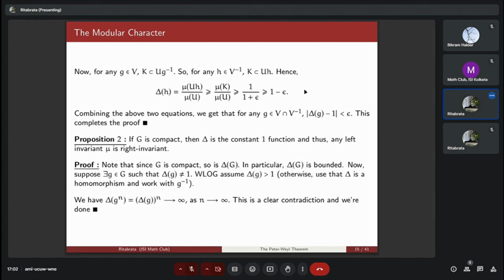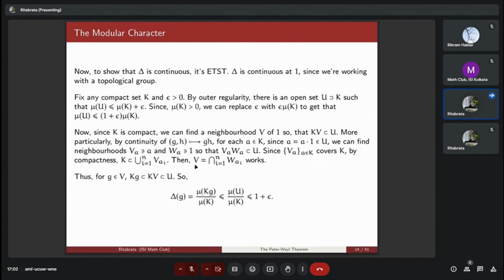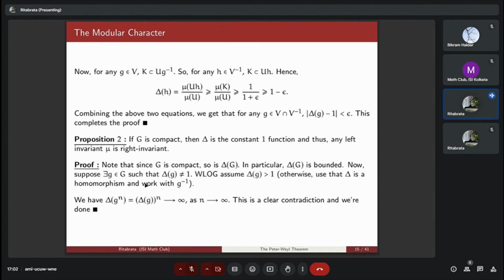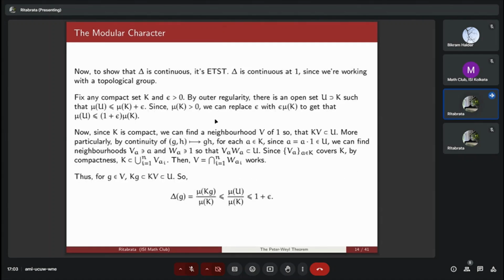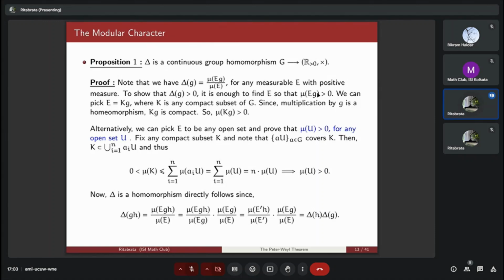In this case, we took V inverse to be our neighborhood, and in the previous case, for continuity from above, we took V to be our neighborhood. Now for the total argument, we can take the intersection of the neighborhoods. So we have found a neighborhood, V intersection V inverse, around the identity element, so that if g is in that neighborhood, the modulus of delta g minus 1 is less than epsilon. And this clearly proves that our delta function is continuous. So we have proved that it is a continuous group homomorphism from G to R cross.